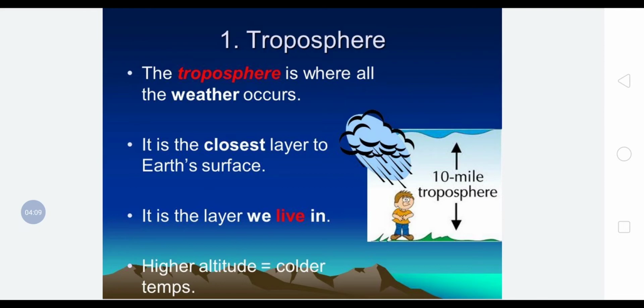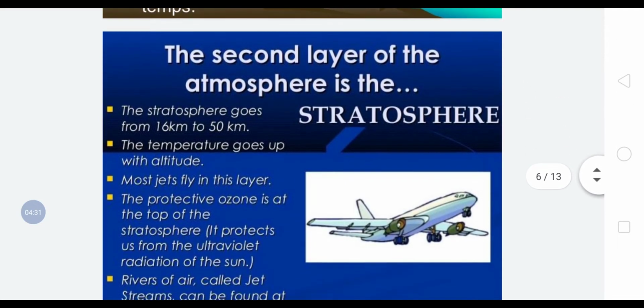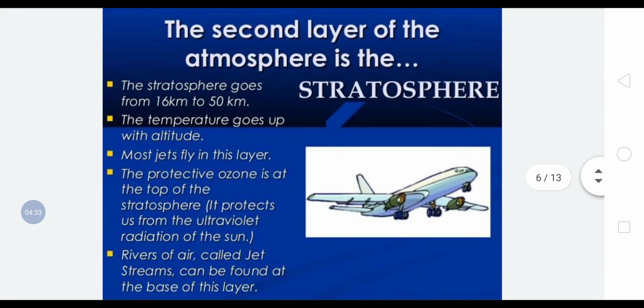As we move towards the higher altitude, the temperature decreases and it becomes colder. That is why it is said that when we go on high mountains, the temperature is lower there, the weather is cold. Isn't it? Yes.